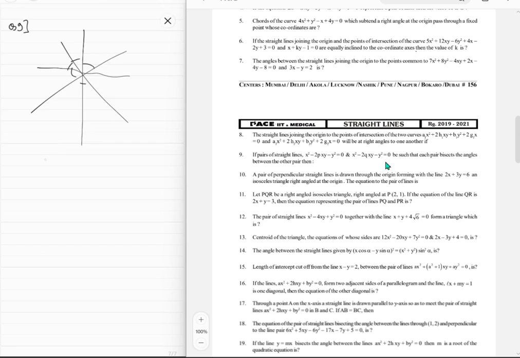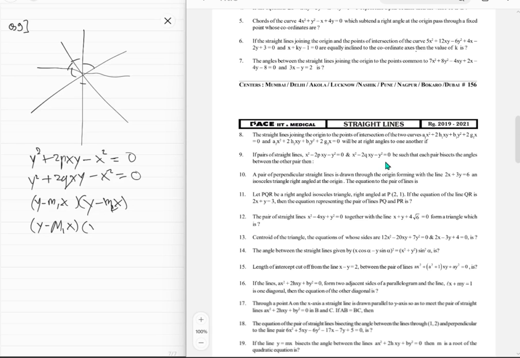So maybe just say that the first pair was like this. In fact, just write it a little differently. I'm going to write it like y squared plus 2pxy minus x squared equal to 0, and y squared plus 2qxy minus x squared equal to 0. So the first one, I'm going to write it like this: (y minus m1 x) times (y minus m2 x). So now we know that m1 plus m2 is just negative 2p, and m1 times m2 is just negative 1. Second one, I'm going to write it like (y minus capital M1 x) and then (y minus capital M2 x).